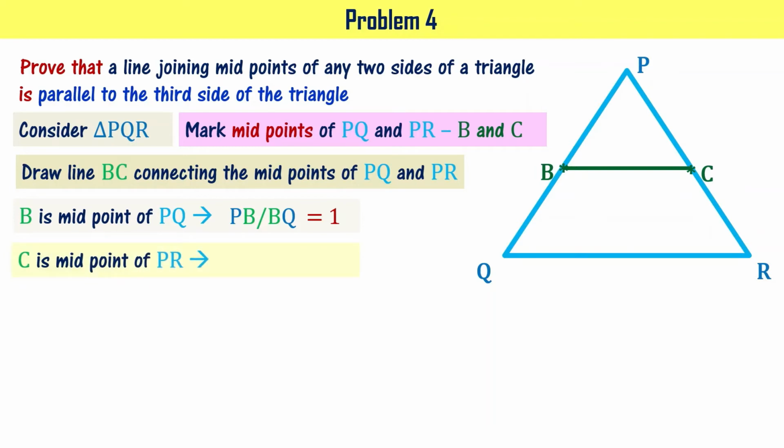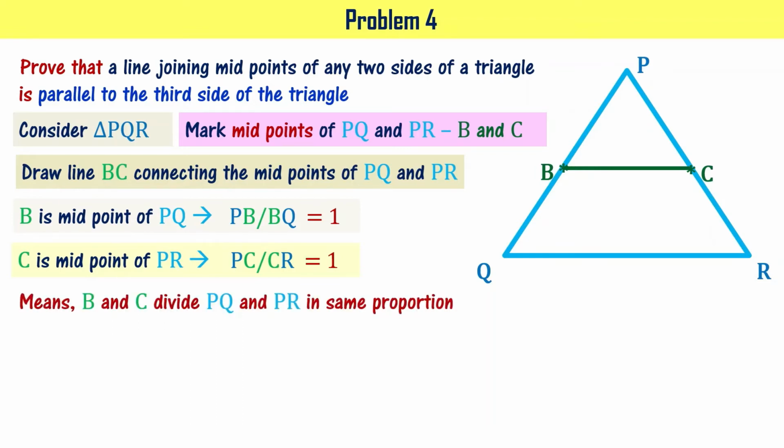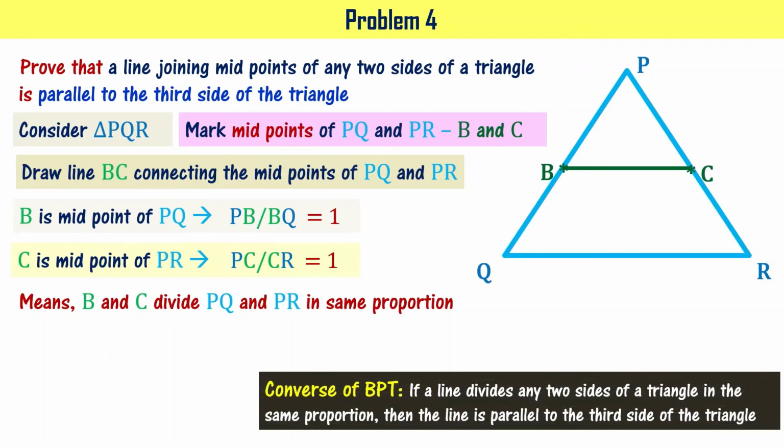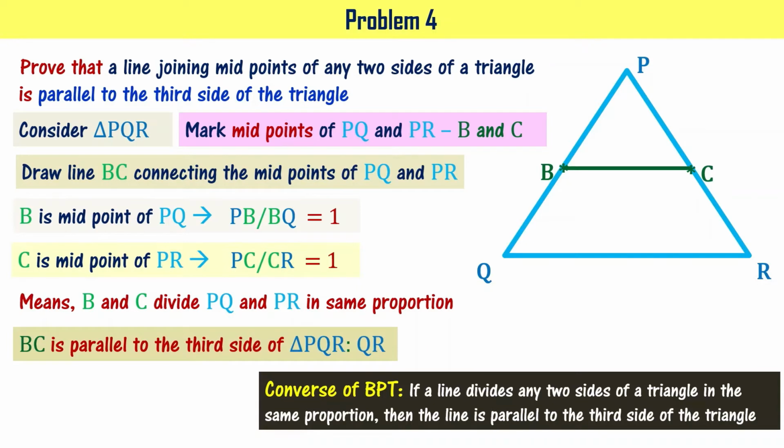And C is midpoint of line PR, right? It means PC is going to be equal to CR, right? Now let me write it as PC by CR equals 1. It means B and C are dividing PQ and PR in the same proportion, right? That is 1:1 or 1. Recall converse of basic proportionality theorem. It says that if a line divides any two sides of a triangle in the same proportion, then the line is parallel to the third side of the triangle, right? It means BC is parallel to the third side of the triangle, that is QR.